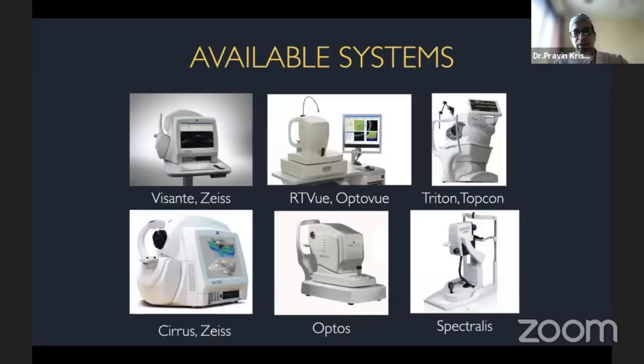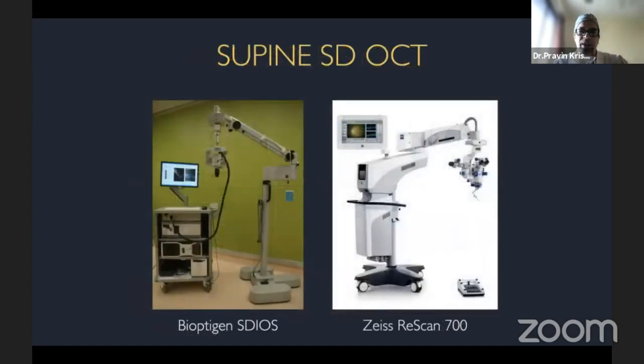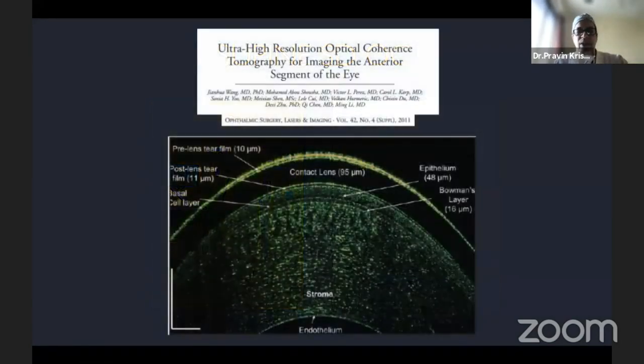Many systems are available in the market. There's no better or worse system. All depends on what you have. Each of them can actually teach or show you something. And you also have a couple of systems that are available for supine OCTs in the market, the Bioptigen as well as the Zeiss V-Scan OCT.